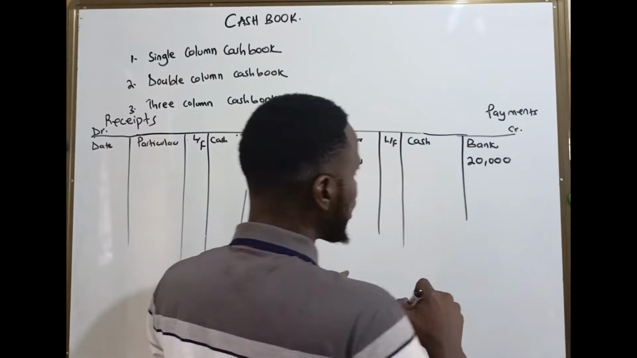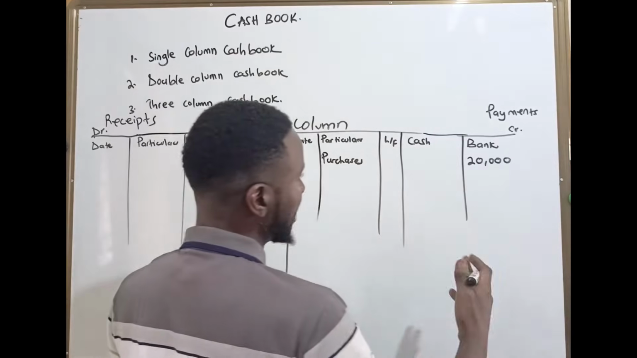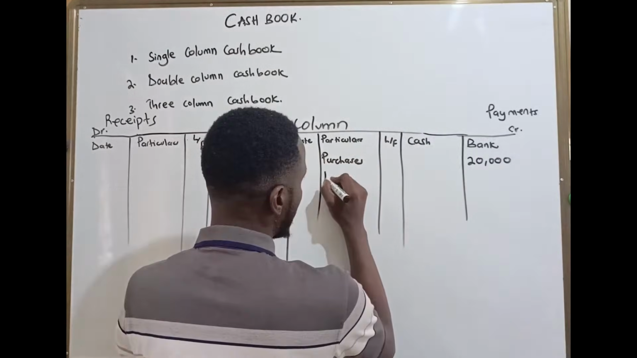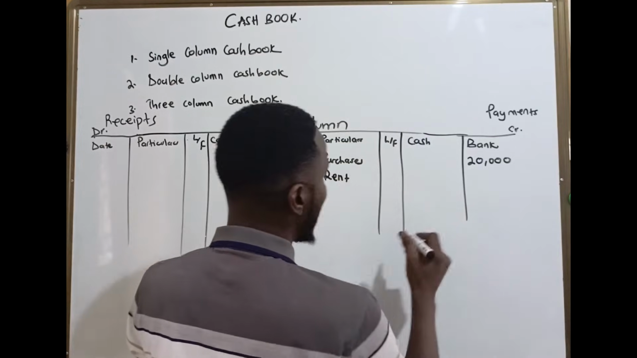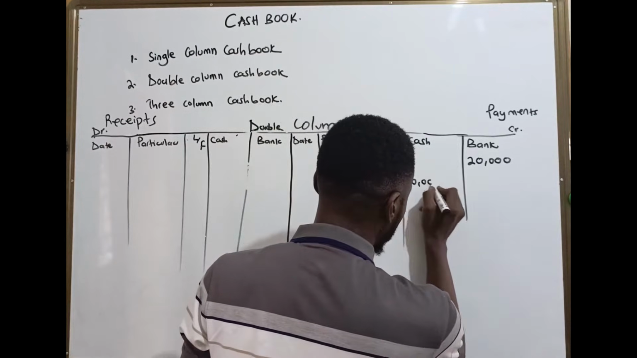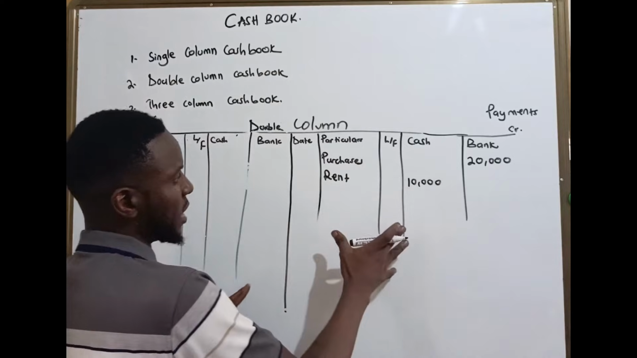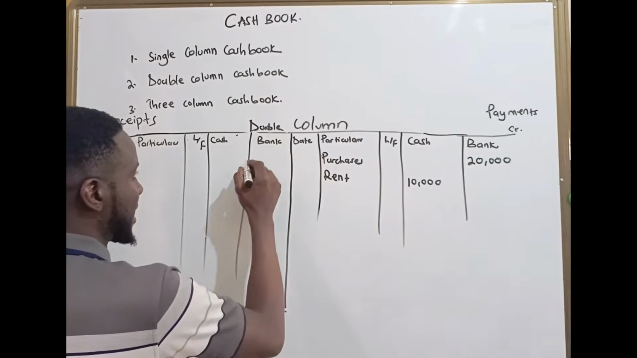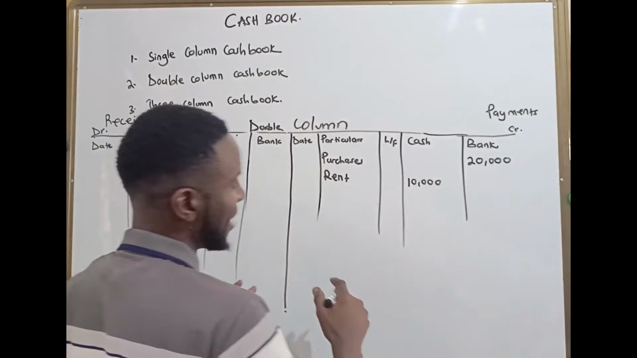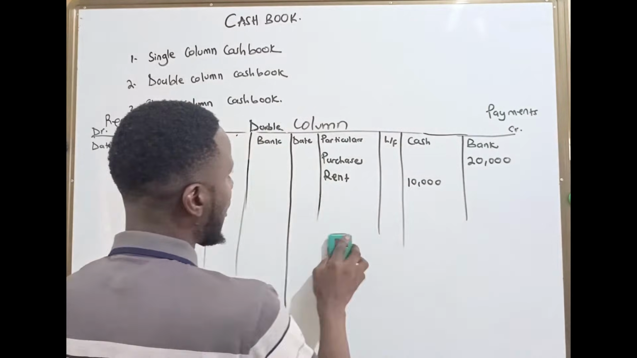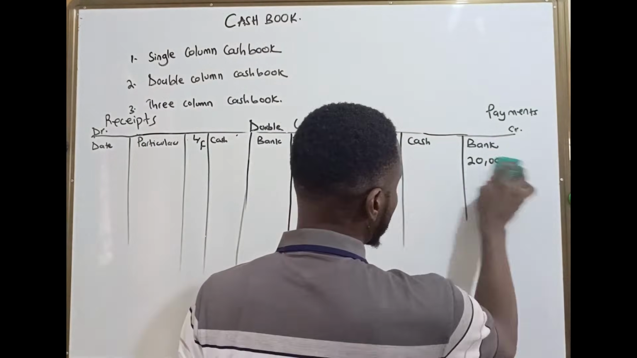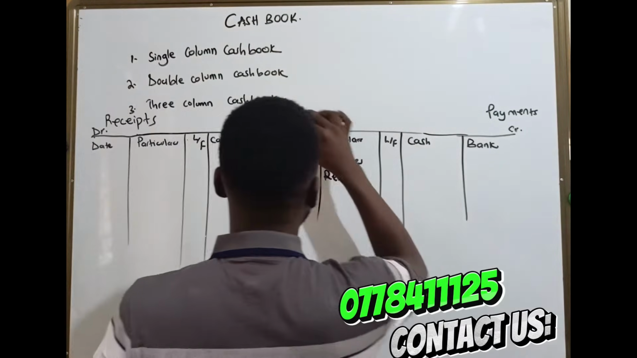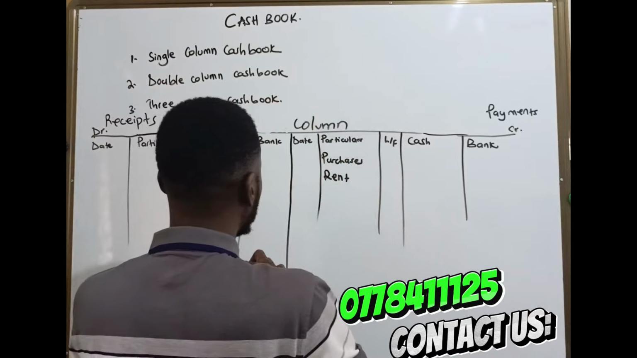Now, it could also be possible to say he paid rent by cash worth 10,000. So if it's like that, you say rent by cash worth 10,000 shillings. So that's how it works. Then this side as well, it applies the same way, basing on the language that they have used and the language that they have given. So that's how our double column works. Later on, we shall see how to balance them off. Then allow me to talk about the 3 column cash book.